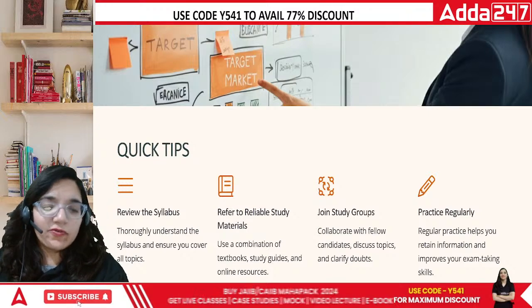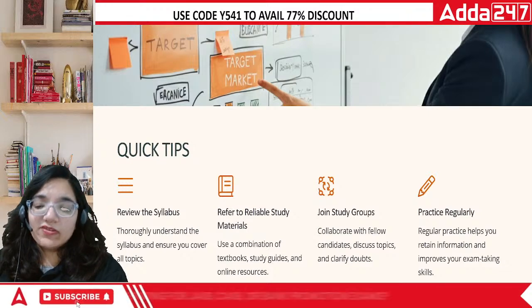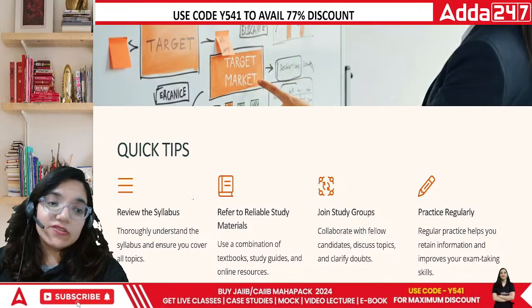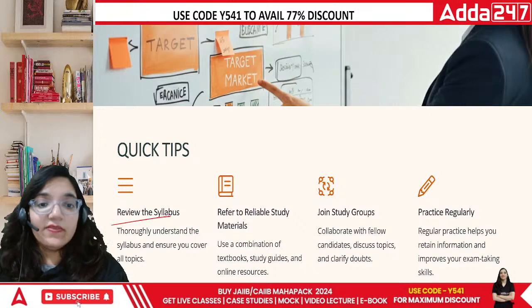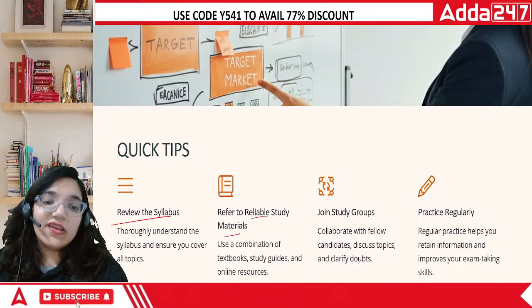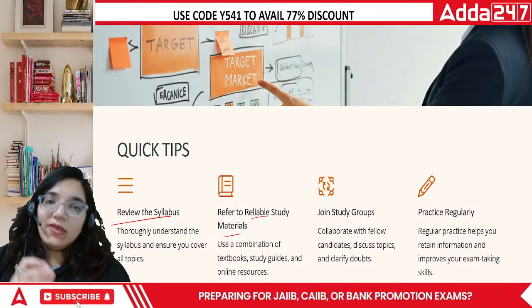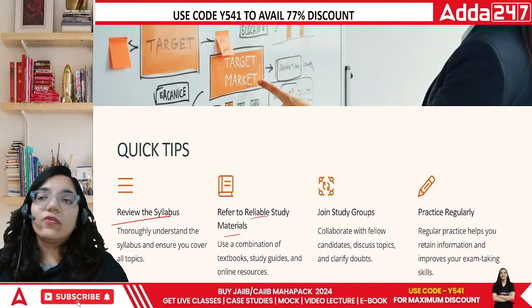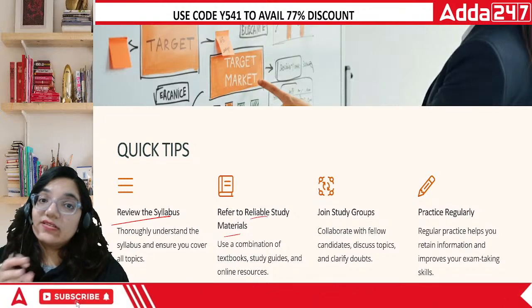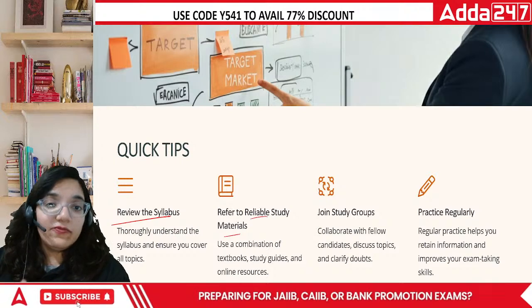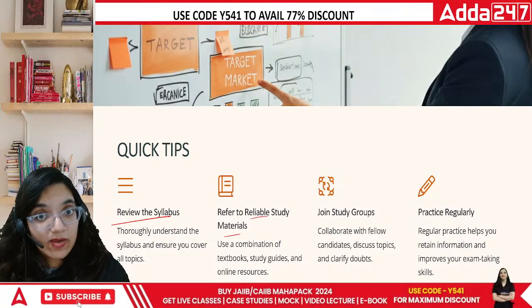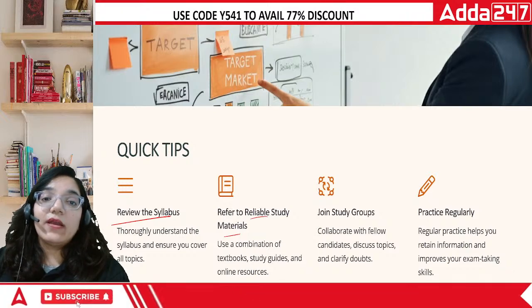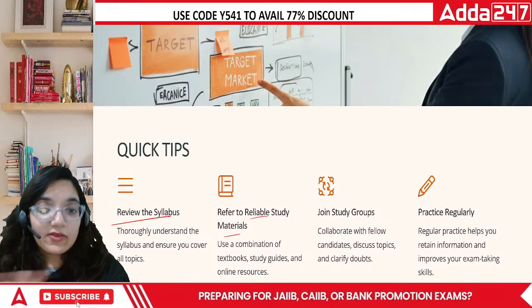A few quick tips to look forward to. First of all, don't forget to review the syllabus. If you know the syllabus, you know where you will be stronger. So always, first of all, review the syllabus. Then comes refer to reliable study material. Everyone, do not follow random AI. Do not follow random circulated notes on Google. Do not follow anything which doesn't resemble your IIBF book. If everything seems to be similar to your IIBF book, then go for it. Otherwise, do not go for it. The paper comes from the IIBF book itself. It doesn't come from anywhere else.